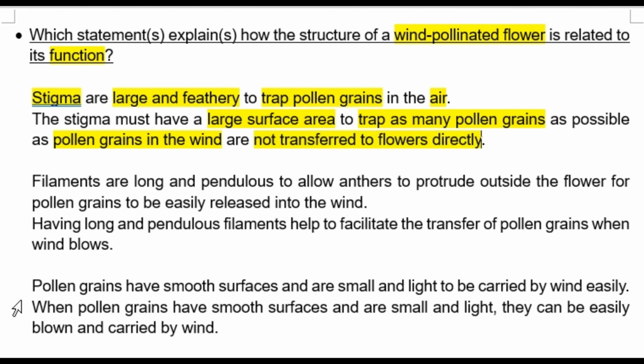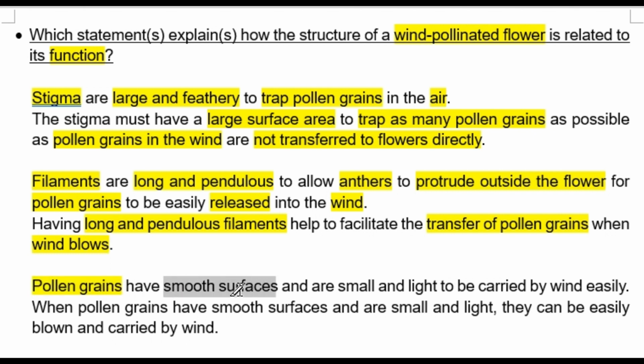Filaments are long and pendulous to allow anthers to protrude outside the flower for pollen grains to be easily released into the wind. Having long and pendulous filaments helps to facilitate the transfer of pollen grains when wind blows. Pollen grains have smooth surfaces and are small and light to be carried by wind easily. When pollen grains have smooth surfaces and are small and light, they can be easily blown and carried by wind.